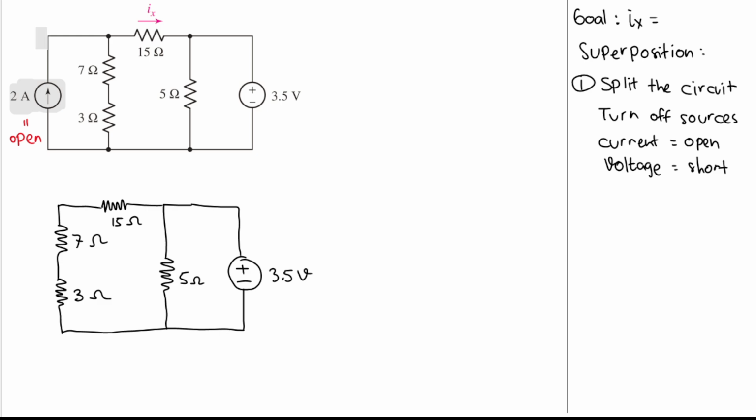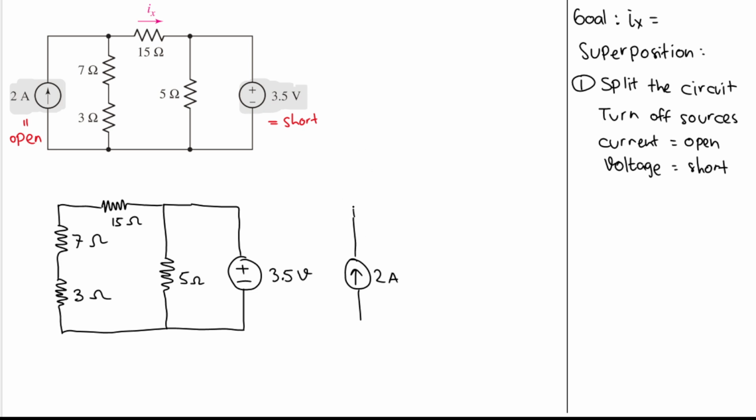And then for the second one, I need to turn off this one here. So this is a voltage source, so we replace it by a short circuit, right? And let's redraw the circuit here. We still have that 2 ampere current source, so we will have it like this, 2 ampere. And then we have the resistors here.